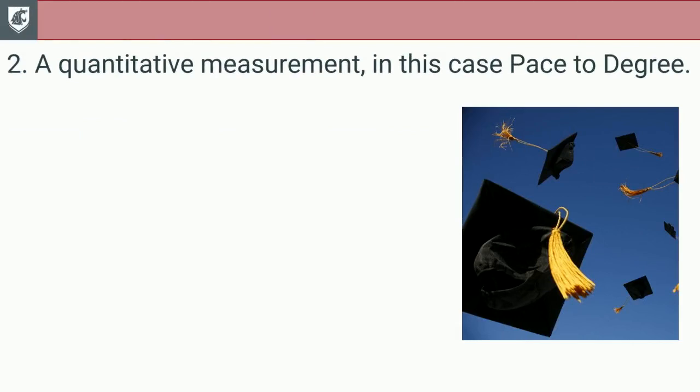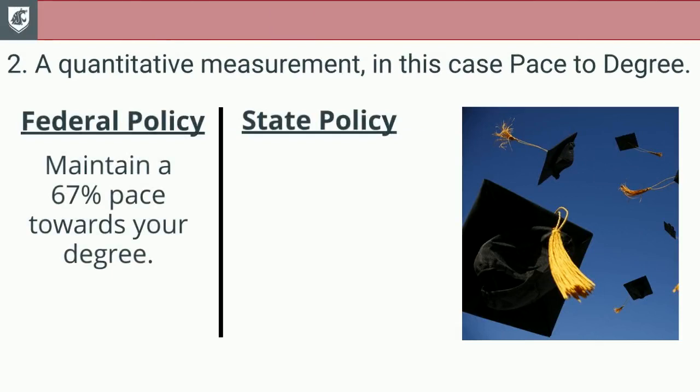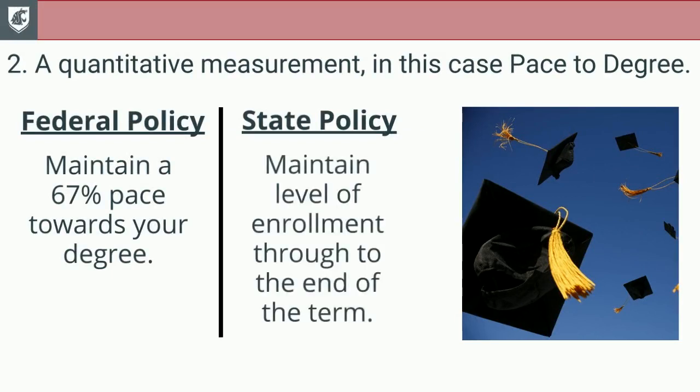2. A quantitative measurement component defined as PACE to degree. Federal guidelines state that a student must maintain a 67% PACE towards their degree. This differs from state requirements, which indicate that if a student is enrolled in 12 or less credits, they must maintain that level of enrollment through to the end of the semester. We call this credit hour completion.